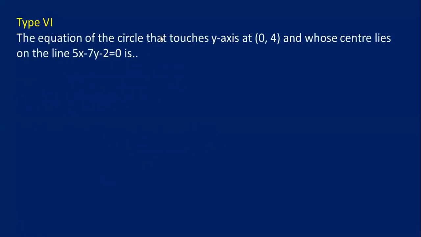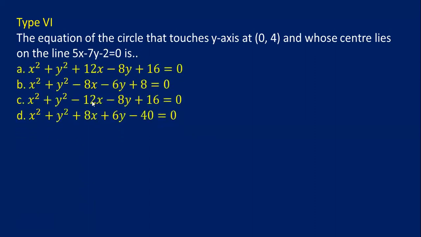Now type number 6. The equation of the circle that touches the y-axis at (0, 4) and whose center lies on the line 5x - 7y - 2 = 0. Now here are the options.